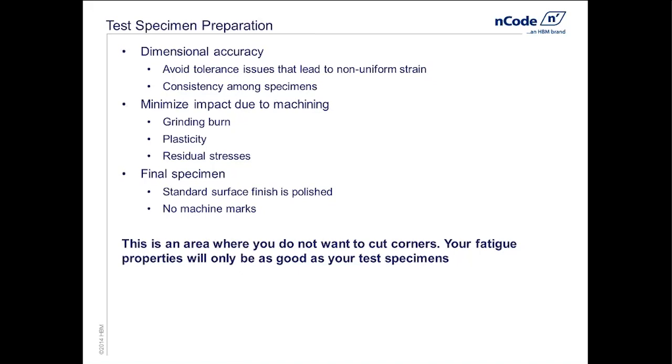Also, for the final specimen, we typically want the baseline curve to be polished. What we mean by that is we want the surface to be removed of any machine marks and scratches that would be initiation sites for cracks. This is one place you do not want to try to cut corners. The specimen manufacture is maybe around $100 a piece, but the quality of these specimens is going to completely drive the quality of the fatigue curve that we create.